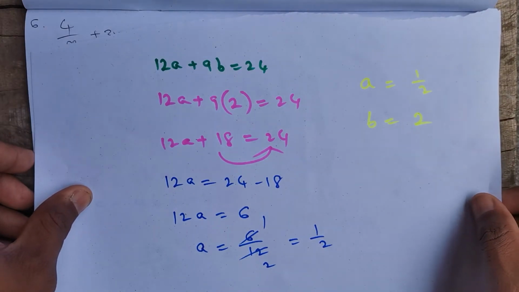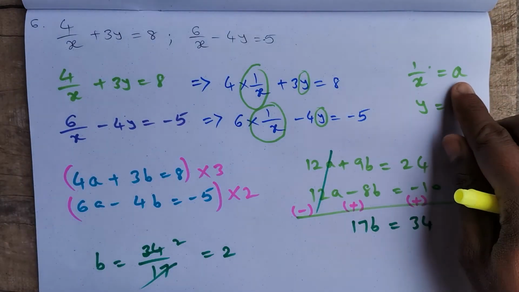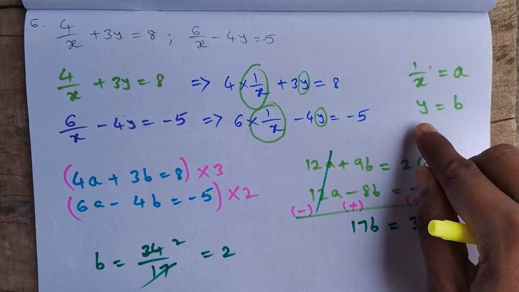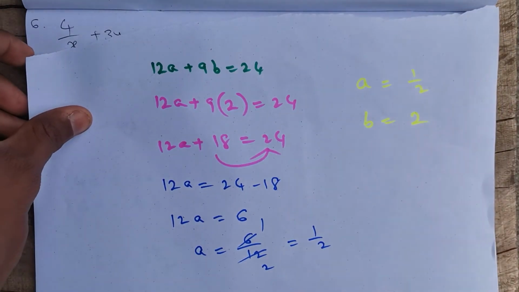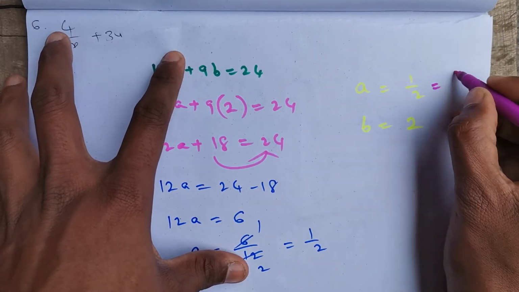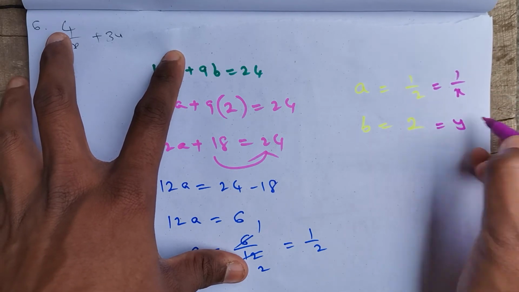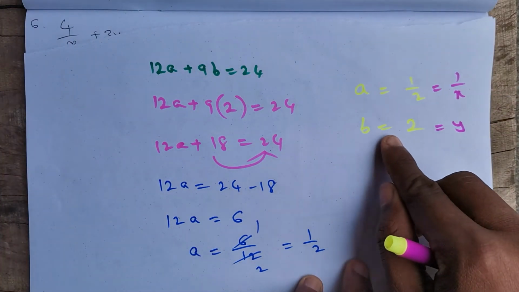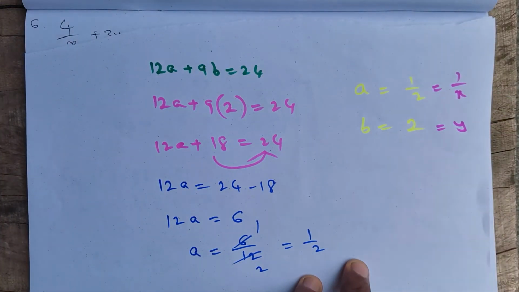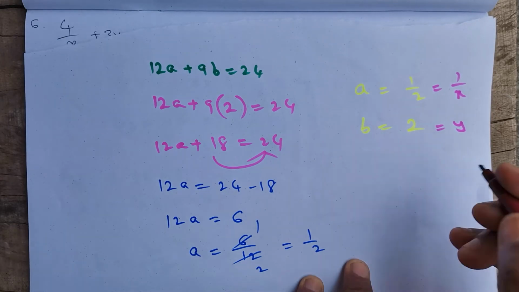But in the previous step, what did we take? A is nothing but 1 by x. B is nothing but y. A is nothing but 1 by x and b is nothing but y. B is equal to 2, which is equal to y. So y is nothing but 2.